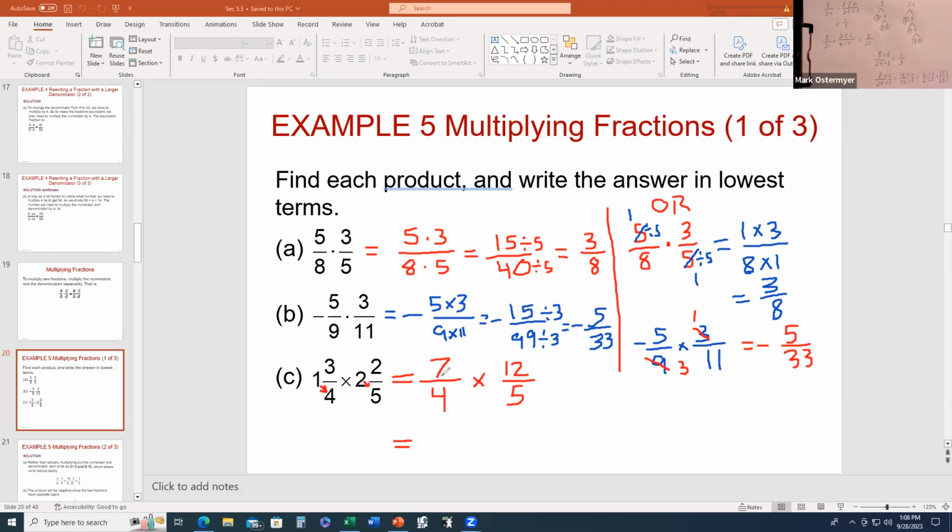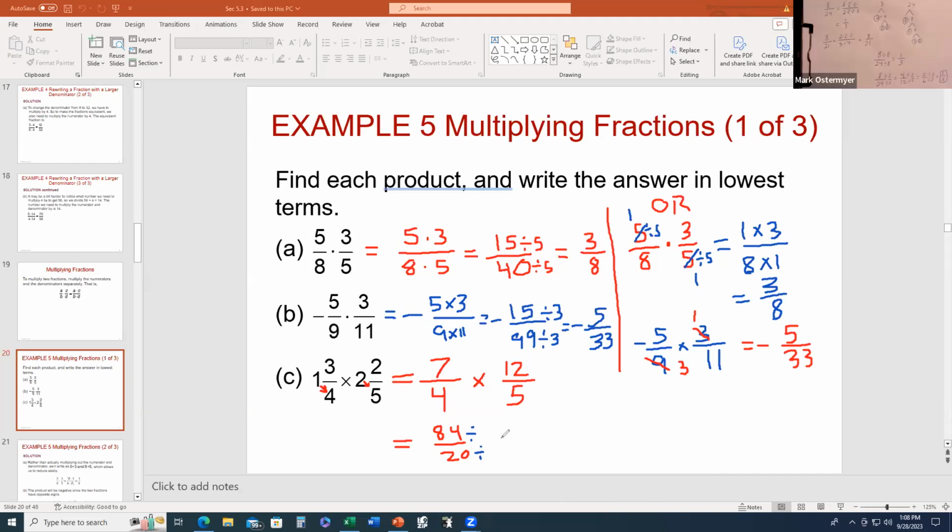Now if you don't cross cancel, you're going to be left with 7 times 12, which is 84, a big number. And then 4 times 5 is 20. Can we reduce? Can you think of maybe the largest number that divides into both 84 and 20? The largest. You can chip away at it with 2 if you want. It's going to take a little longer, but you'll get there. Do we think of something bigger than 2 that goes into both 84 and 20, though? 12? 12 doesn't divide into 20.